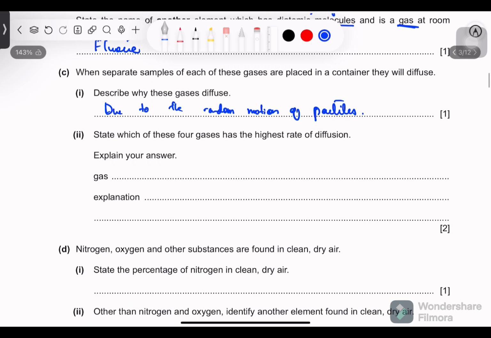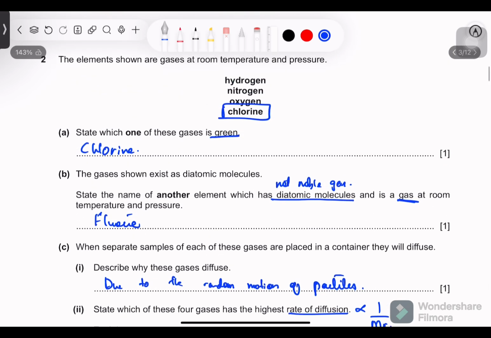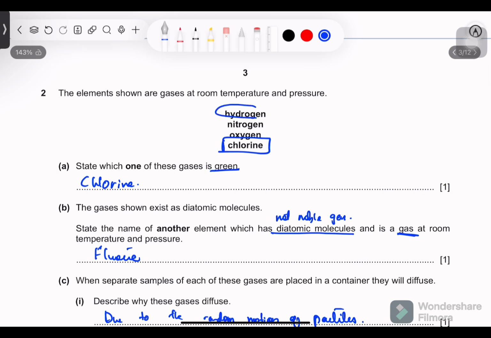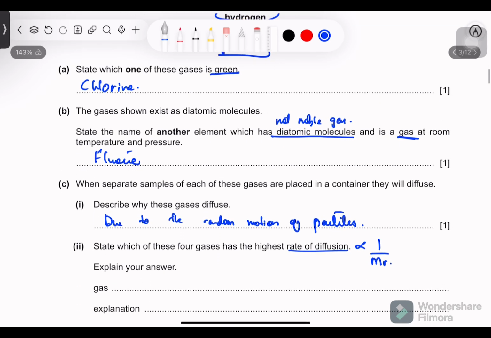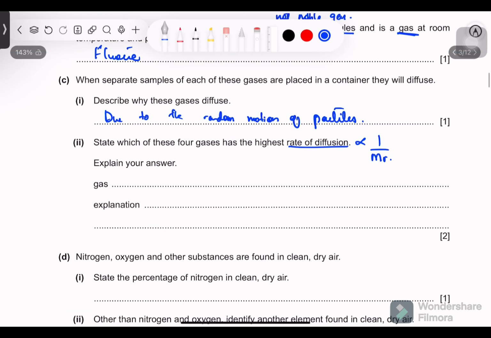State which of these four gases has the highest rate of diffusion. So the rate of diffusion depends on the Mr. The higher the Mr, the lesser the rate of diffusion. The lower the Mr, the higher the rate of diffusion. Inverse relationship. So the gas having the lowest Mr should be obviously hydrogen, because it has a mass of 1 only. So the gas is hydrogen, and the explanation is that it has the lowest molecular mass.